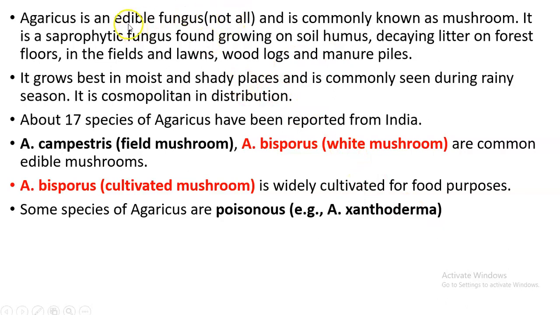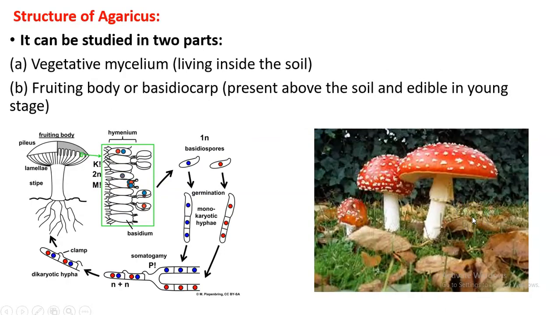You know that, okay, in Agaricus some of the species are edible, some of the species are actually poisonous. These are the two common species that you will be studying: Agaricus campestris, which is known as field mushroom, and Agaricus bisporus, which is the normal white mushroom that we see. Those are edible. Then one poisonous variety, if you want to know, is Agaricus xanthoderma. Just know these names. So these are the same things. If you want to know the structure, take down the note, pause the video.